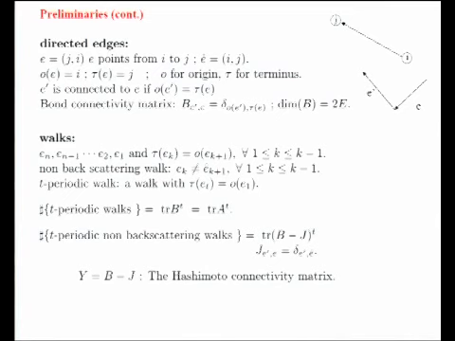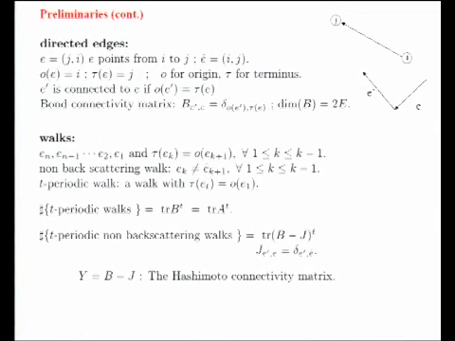So non-backscattering walks are the ones which do not go back. And if I'm speaking about a T-periodic walk, I mean that after T edges, I come back to the point where I started. And I speak about the trace of T-periodic walks, and it is quite easy to count them, and you can actually count them in two ways. Either you take the trace of A to the T, the vertex connectivity, or you take the trace of B to the T. Now, you can see already the connection.